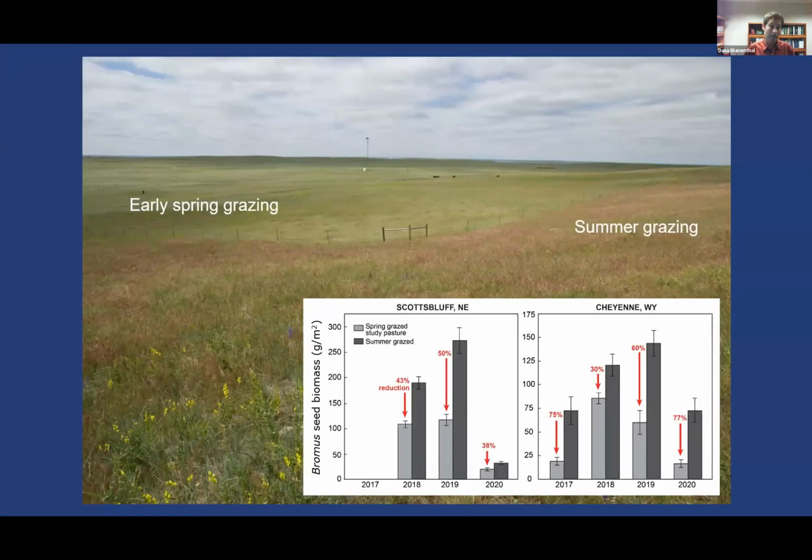And then finally, it does influence seed set of the cheatgrass. Here you can see in the photo our early spring grazing pasture where it's green, and in the foreground, the summer grazing comparison where there's lots of cheatgrass setting seed, that's that red color. And if you look at that graphically, you can see that we saw a major reduction in cheatgrass seed set at both sites in all years. So with that attempt to leave a somewhat depressing subject on an upbeat note, I would be happy to take any questions.